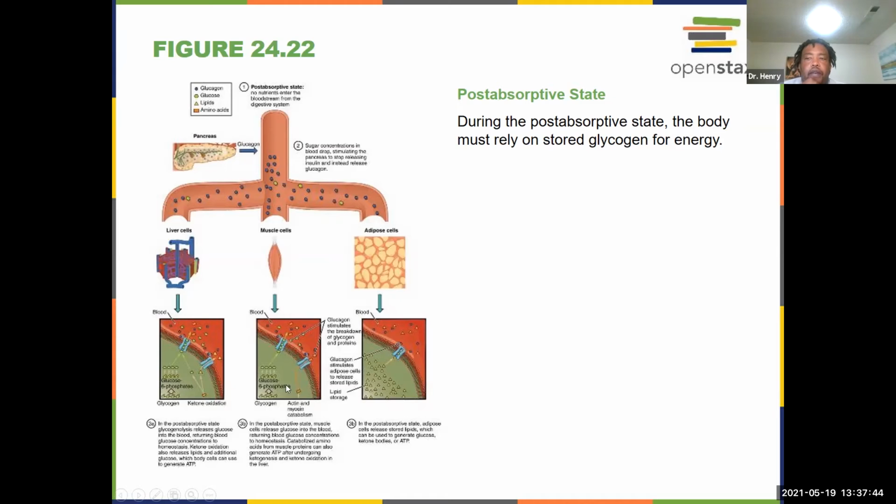So the amino acids, they're going to come from the actin and myosin proteins. Actin and myosin is going to be catabolized and nicely cut up. And it's going to be delivered and utilized by the liver, okay, to make our sugar molecules.